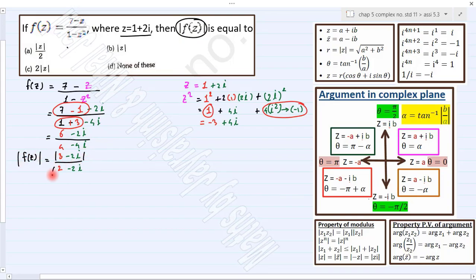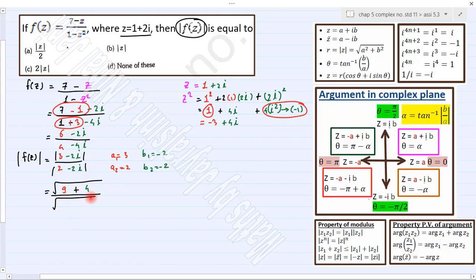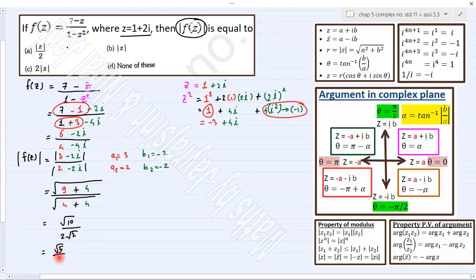So we will get mod of (3 - 2i) and mod of (2 - 2i). In the numerator, the real part is 3 and the imaginary part is minus 2. So in the numerator, we will get under root of 3 square, which is 9, plus minus 2 square, which is 4. And in the denominator, your real part is 2 and imaginary part is minus 2. So its mod will be under root of 4 plus 4. So we will get under root of 13 upon under root of 8, or we can say root 13 upon 2 root 2.